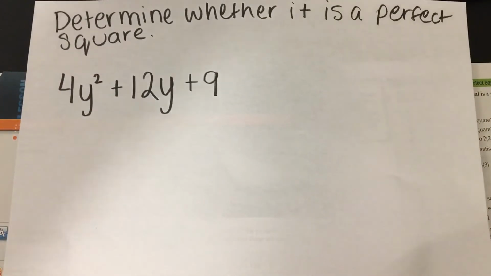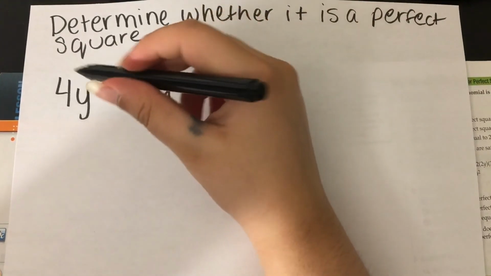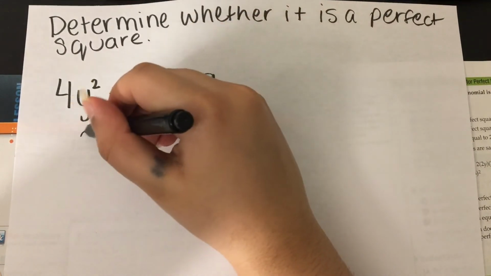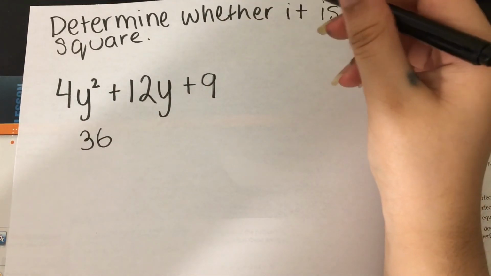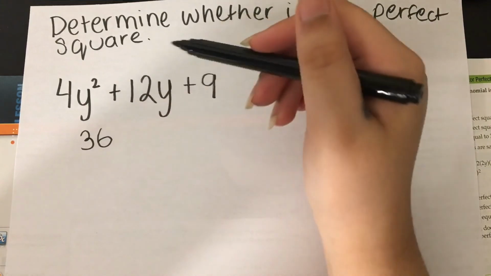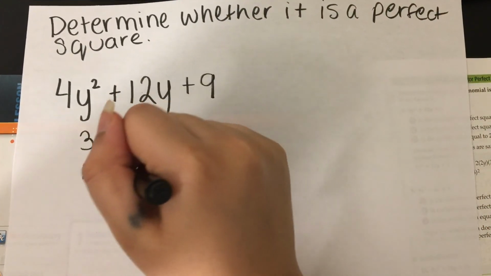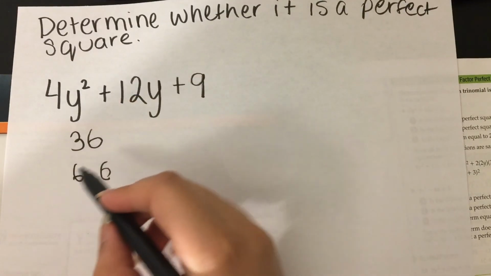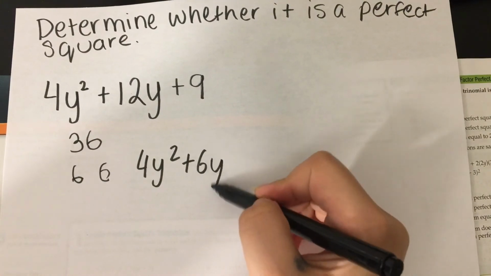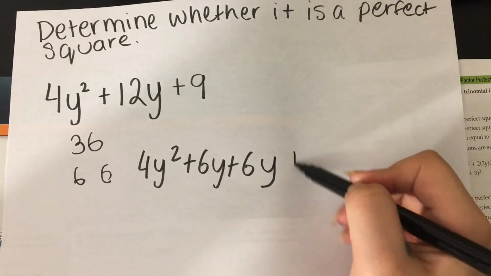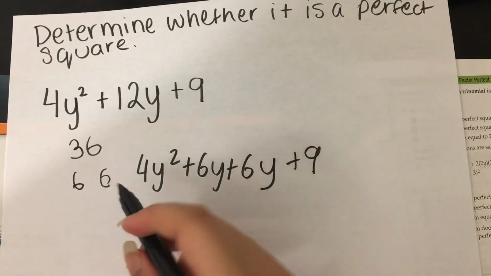Let's try this one now. Let's do it again. 9 times 4 is 36, yet again. Alright, so what adds up to 12? Well, let's see, 6 and 6. So if we were to write 4y squared plus 6y plus 6y plus 9, would this turn out to be a perfect square? Let's find out.